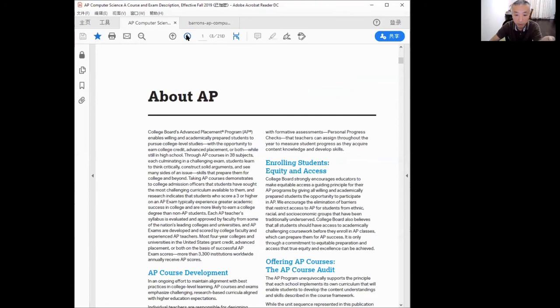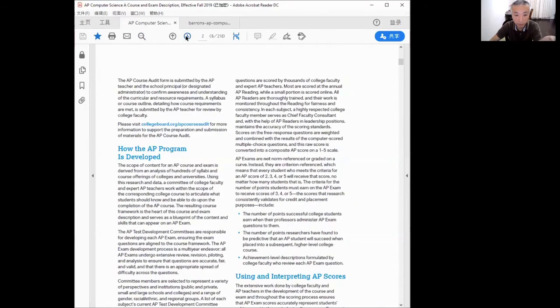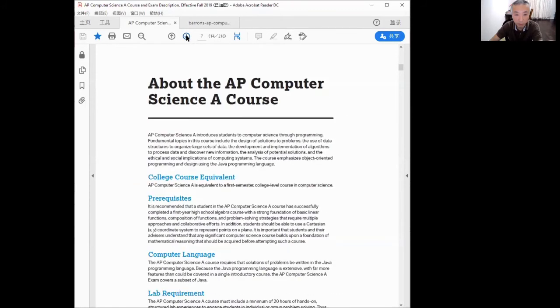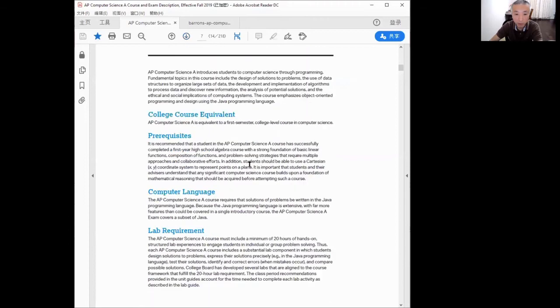For example, how this is developed, digital instruction. Things we already covered here is something like a college course equivalent. See, this is an official statement. AP Computer Science A is equivalent to a first semester college level course in computer science. So if you're going to take that in college, you're saving an entire semester. That means you don't have to waste time on that. You can directly start at the second level, or you can use that time to do something else.